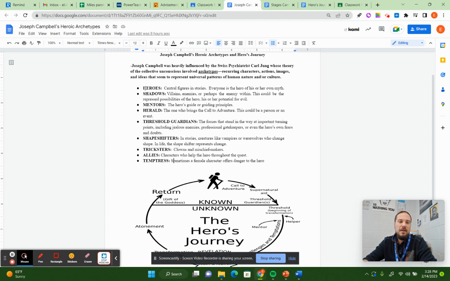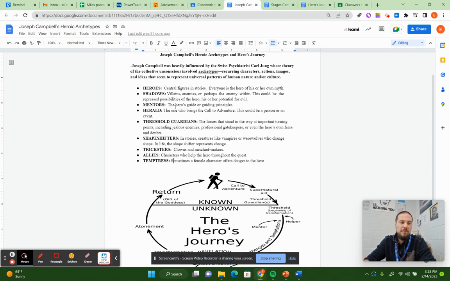Okay, you've got heroes who are like the protagonists. You've got shadows, which are like the external antagonist, or it can be an internal force that's like the hero's dark side, right? So it could be an external thing that's bad, stopping the hero from reaching their potential. It can also be an internal thing that the hero has to overcome as well, like fear or self doubt, something like that.